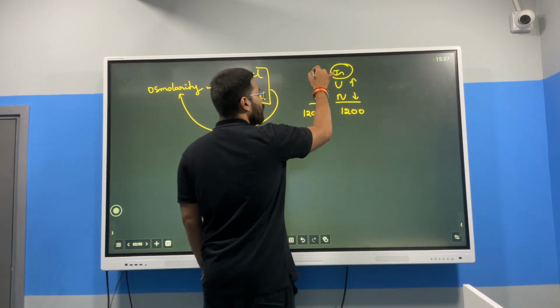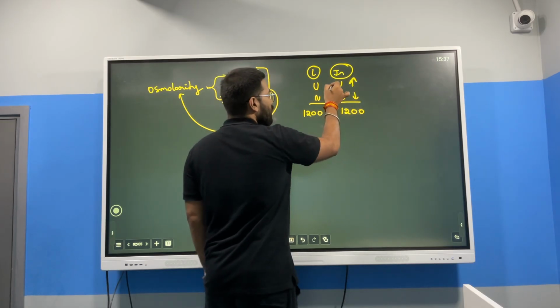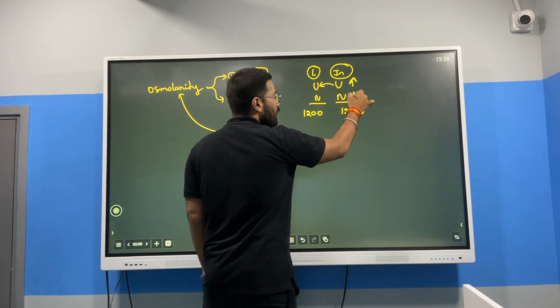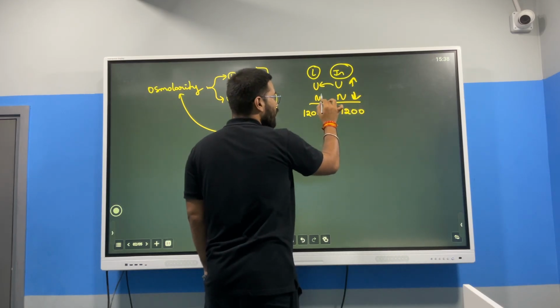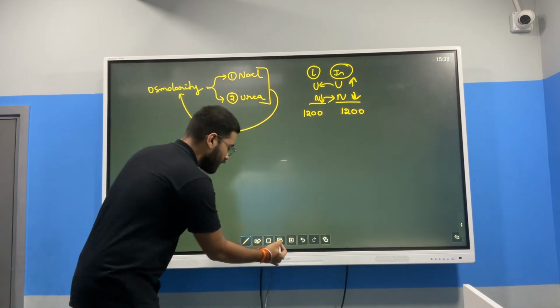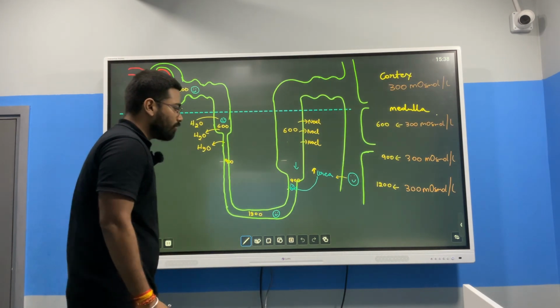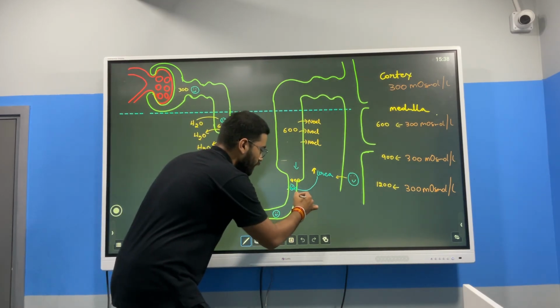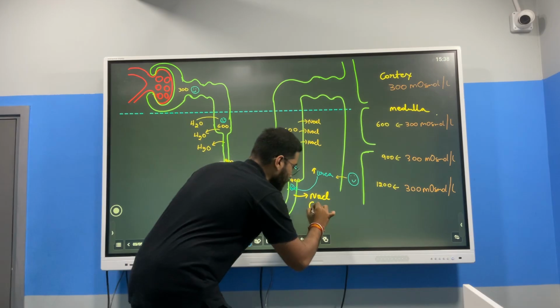This is inside the limb of the loop of Henle. Here urea is more, that's why it will travel inside. Here NaCl is less, that's why the NaCl from inside will travel here. That means in the thin segment, what did I say, bachcho? In the thin segment, the NaCl will come out passively.